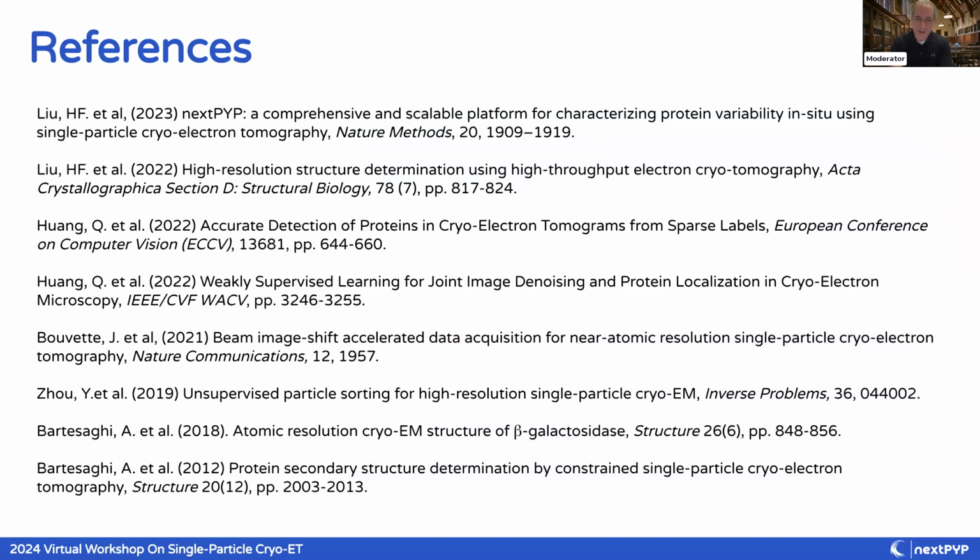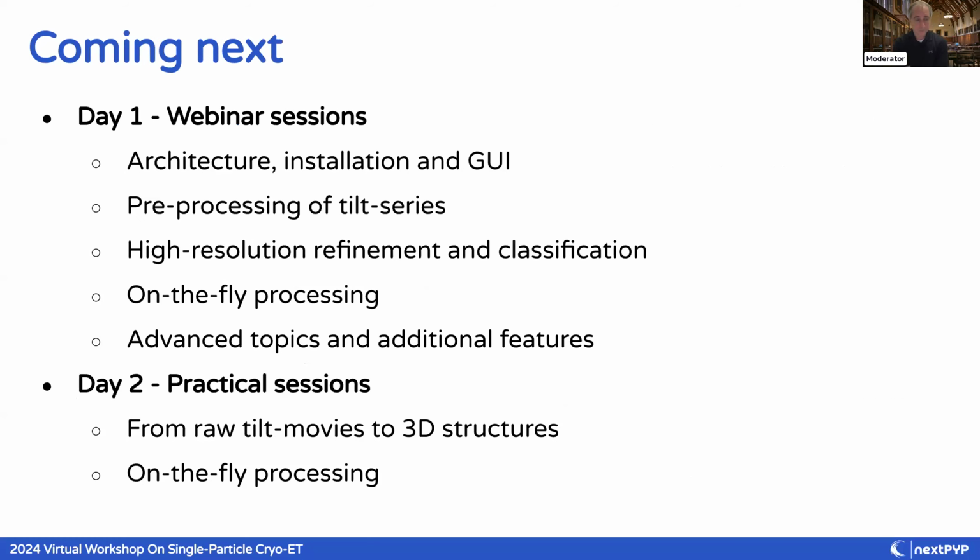Everything that I went through today is covered in a number of publications spanning more than 10 years, going all the way back to 2012 when we introduced the constrained particle tomography paper. The main program, nextPYP, was described for the first time in a paper last year, which is the first reference here, but all the others are incorporated into nextPYP as well.